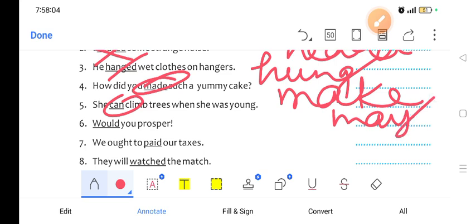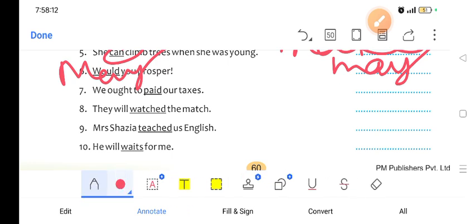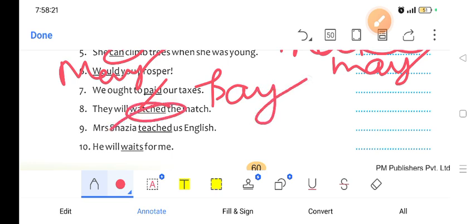Next is would you prosper? No, it is may you prosper. May you prosper because you are giving your desire. You are wishing something for him. We ought to pay. We ought to pay takes first form of the verb. They will watch, first form of the word. Ed will be removed. We will write here watch.